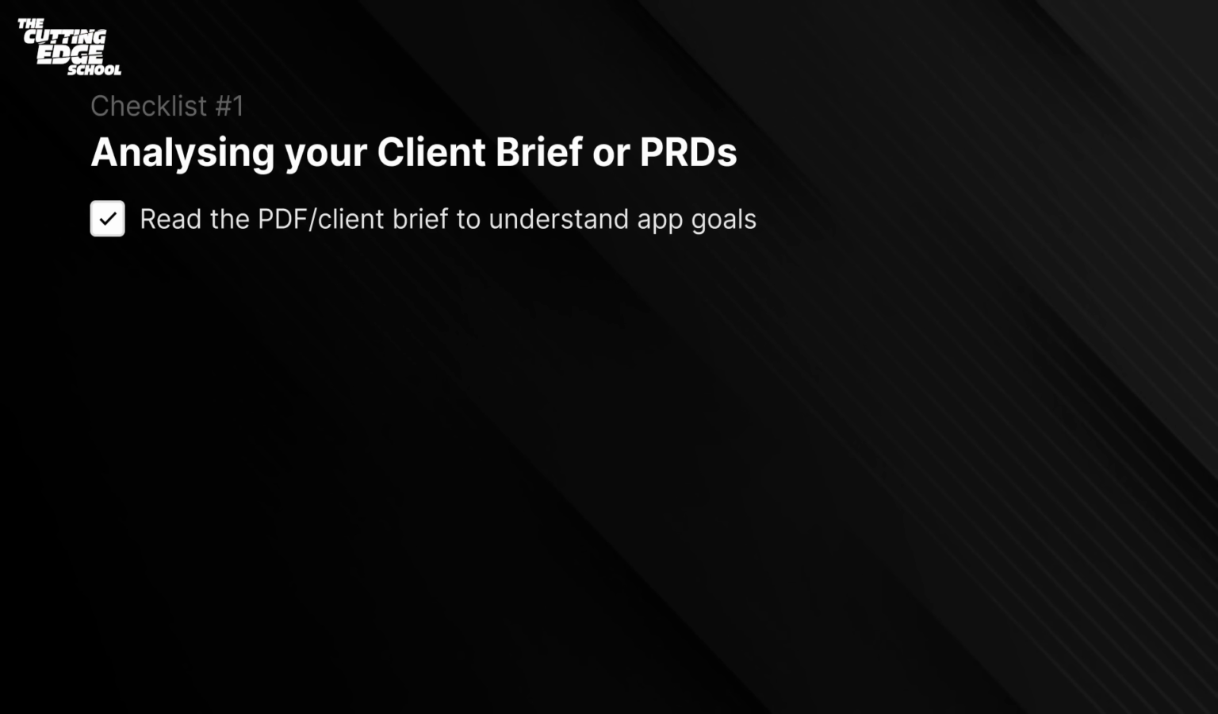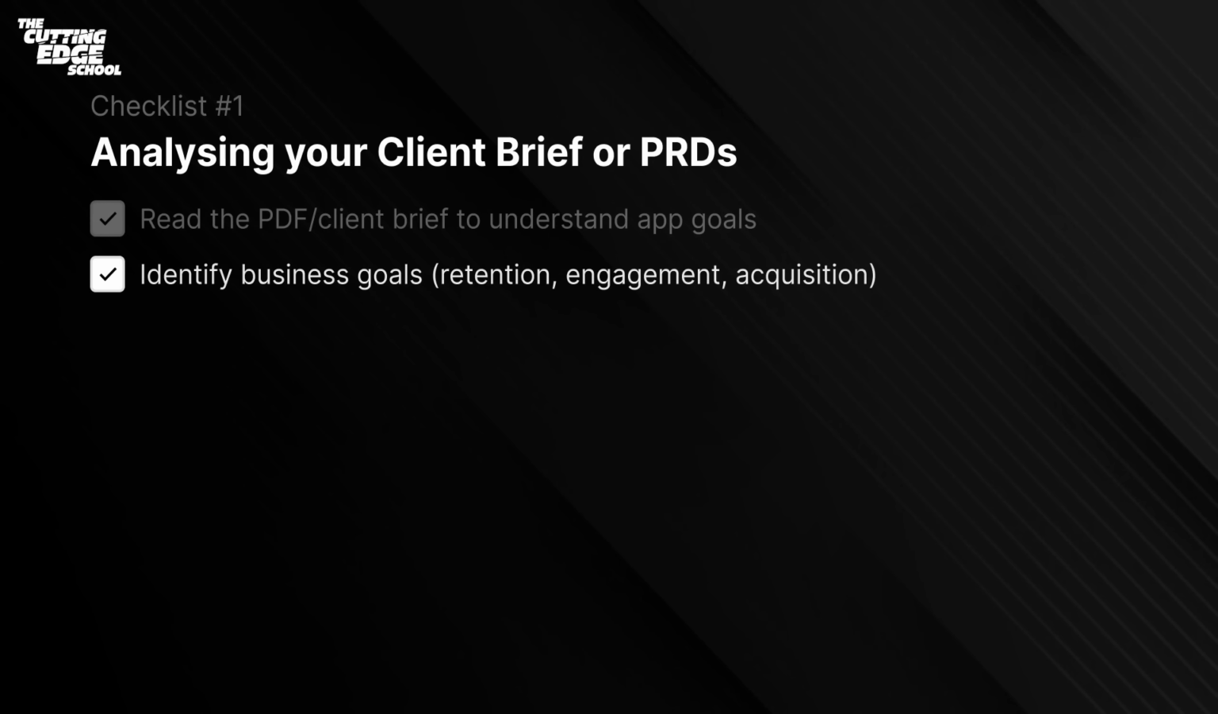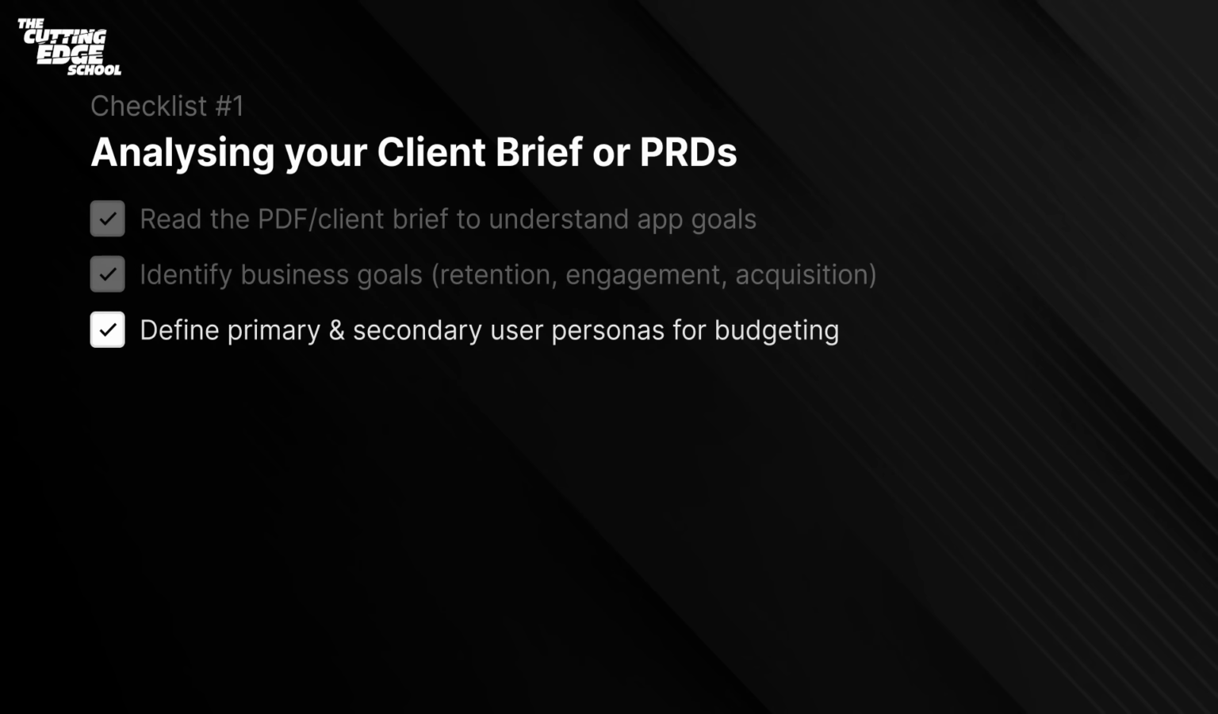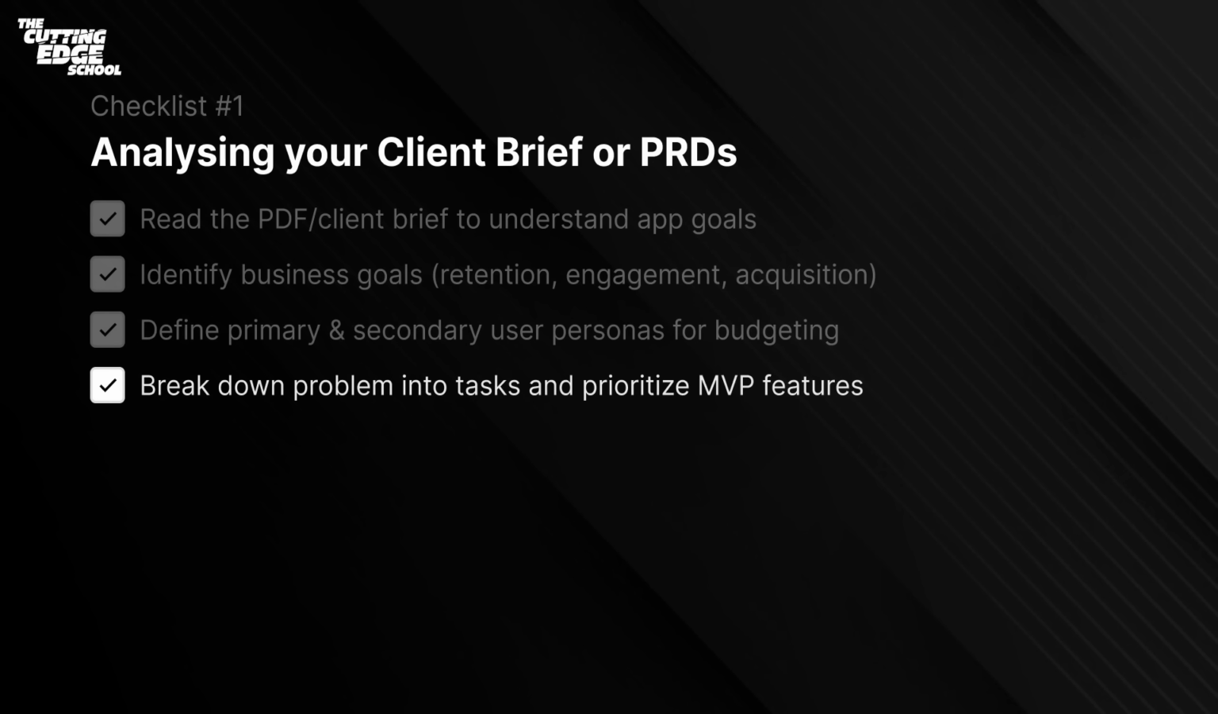Now, to make sure you don't forget anything important, here are 3 checklists for each important stage of your UI designing process. First checklist is for analyzing your client brief and PRD. So you need to read the PRD or client brief thoroughly to understand the app's goals and purpose. You need to identify the business goals such as retention, engagement, or user acquisition, and keep those in mind when you prioritize your features. Define the primary and secondary user personas and their financial management needs because we are making a budgeting app. Then break down the problem into actionable tasks and prioritize core features for the MVP, which is the first draft of your app.